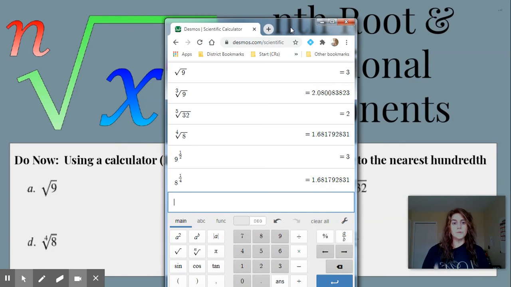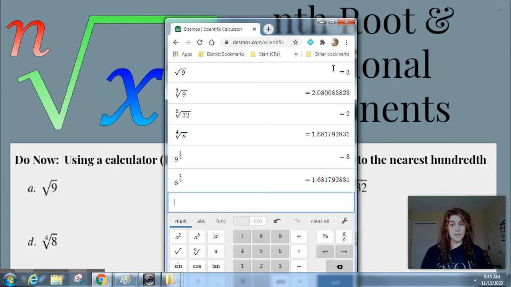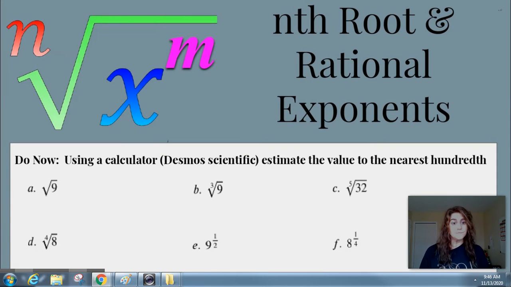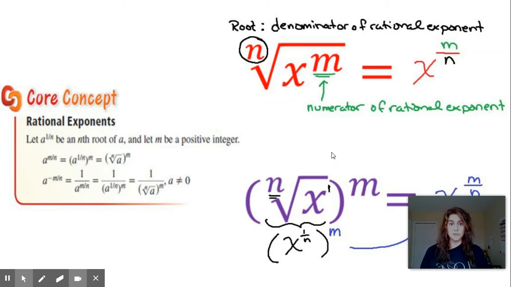Okay. Also, take notice real quick that square root of 9 is 3, and so is 9 to the 1/2. So what we're going to learn is that square root and a fractional exponent of 1/2 are actually identical. And we're going to learn that in a little bit. So let's move along here.